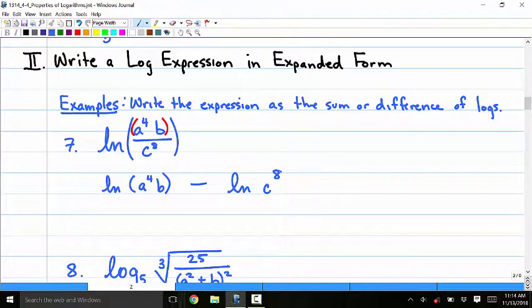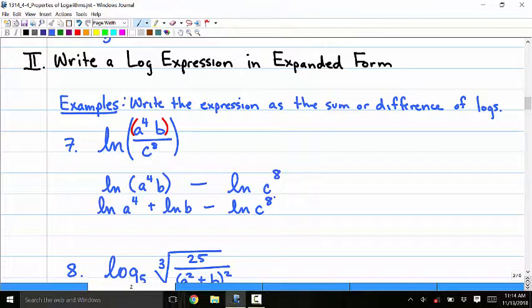Now take care of the a to the 4th times b. How am I going to split that up and expand it? Natural log of a to the 4th plus the natural log of b minus the natural log of c to the 8th.